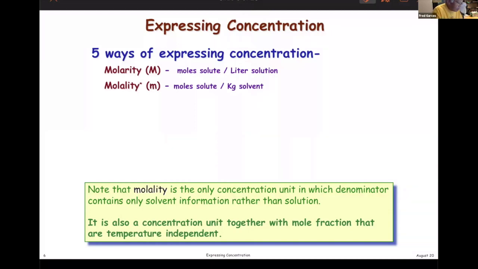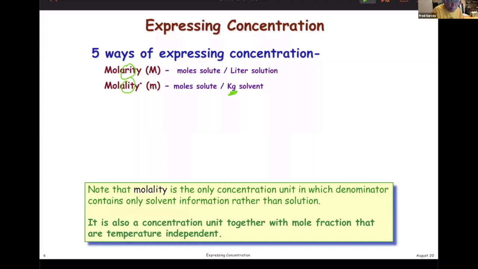Molality. Now these two can be confused because molarity is spelled with an R. Molality is spelled with an L. Whenever you hear molality, it's the moles of the solute, but it's the kilograms. It's the mass of the water. It's not the solution. It's the solvent. Okay, it's in kilograms. So keep that in mind.